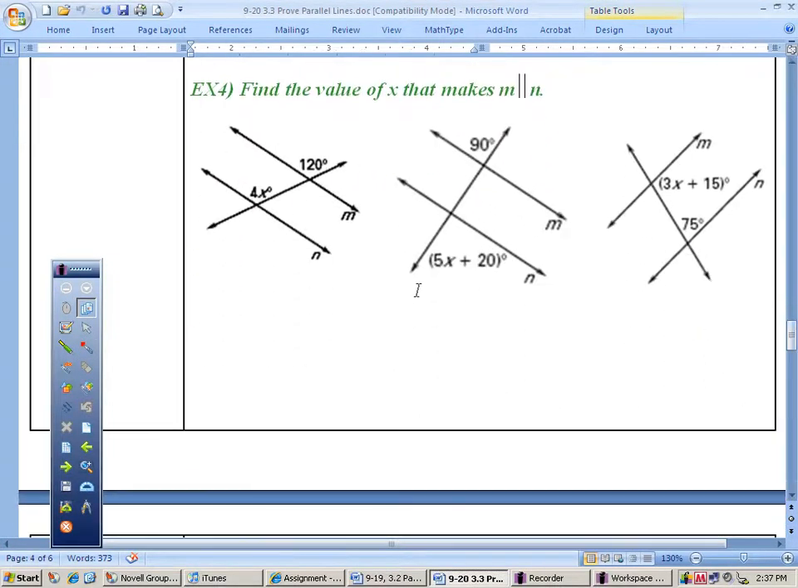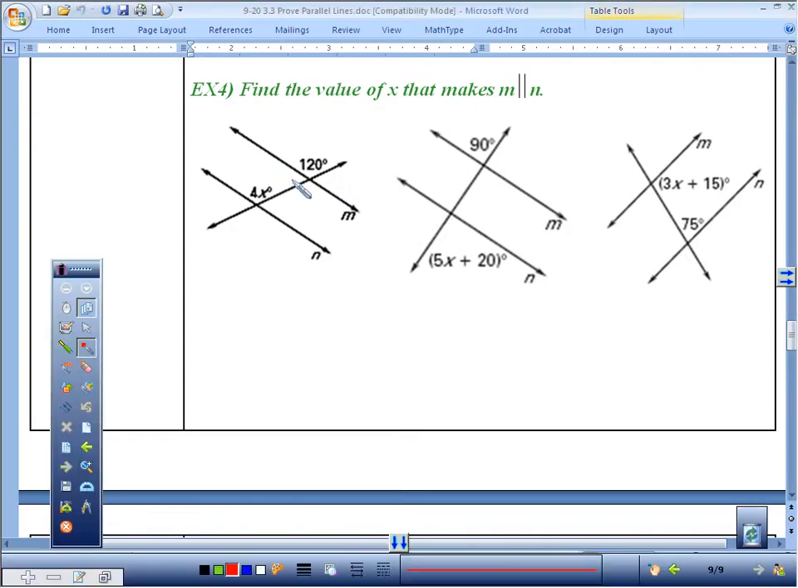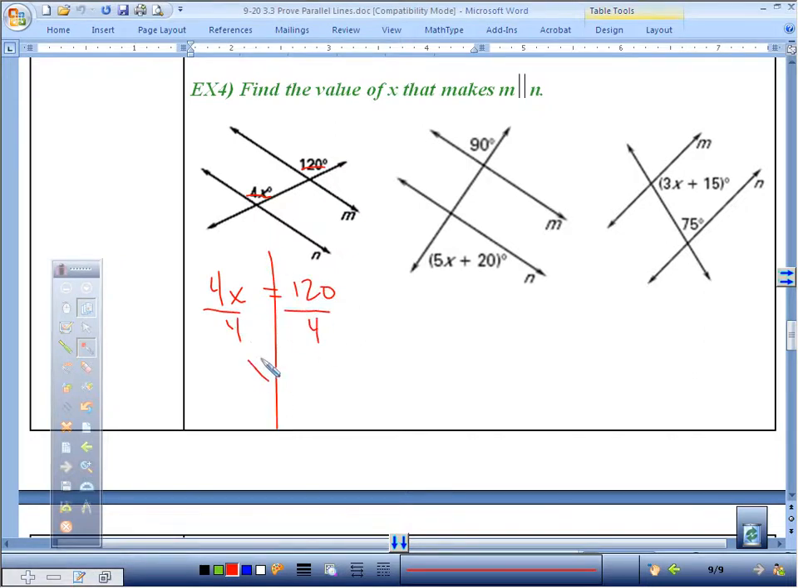In example 4, we're set up with similar problems to those above. Find the value of x that makes m parallel to n. So again, these two angles here are in the corresponding position. So if corresponding angles are congruent, that's the corresponding angles postulate, or converse postulate, then m would be parallel to n. So 4x equals 120. There's your equation. Divide both sides by 4. And we find the value of x would be 30.